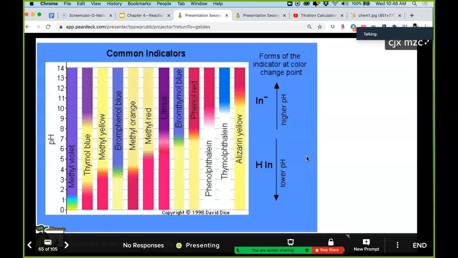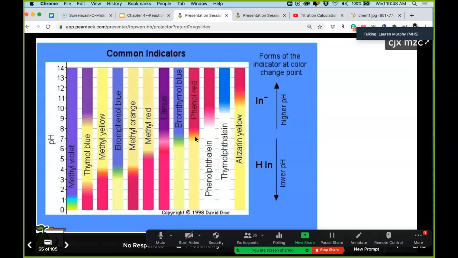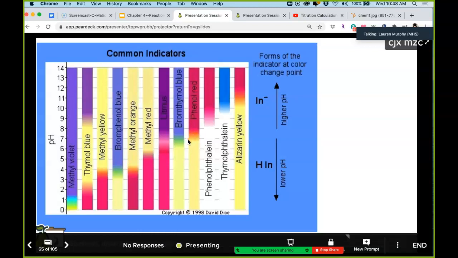What about bromothymol blue? Look, it's yellow, yellow, yellow, and then around 7 it turns green, and then it goes to blue, so you'd be looking for a greenish color. That would be a good one. What's another one? So pH 7. Phenol red turns like orangish around pH 7, so that would be another one.